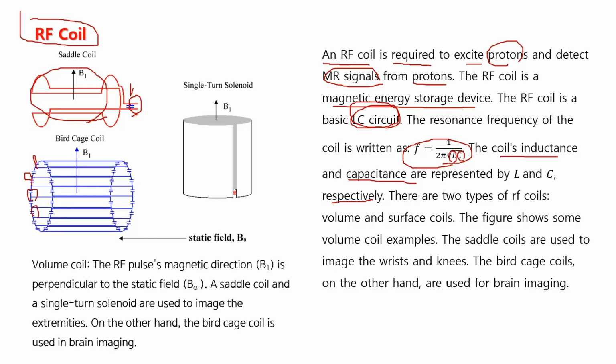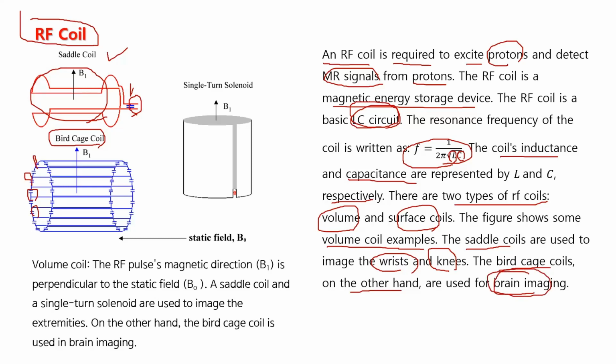There are two types of RF coils: volume coils and surface coils. The figure shows some volume coil examples. The saddle coils, this saddle coil, are used to image the wrist and knees. The birdcage coils, this one, on the other hand, are used for brain imaging. So these are volume coils.